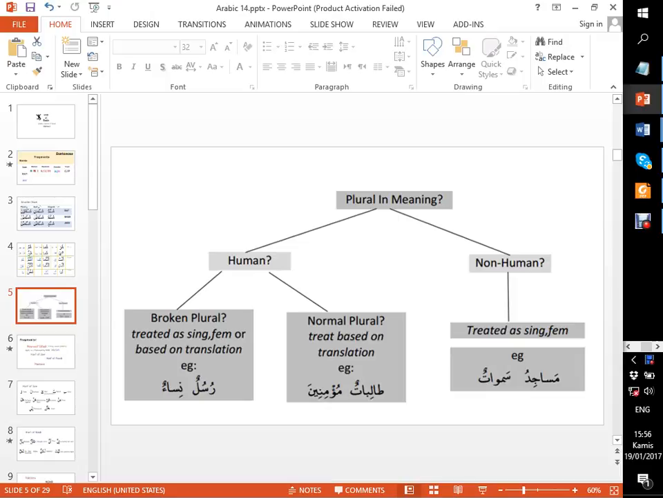The purpose of knowing whether it is broken or not is how we treat the word grammatically. If it is broken, we treat it as singular feminine, or based on translation. You have two possibilities. But if it is a normal plural, you can treat it according to the translation. But for non-human, whether it is broken or not, all the plural is singular and feminine. I think this logic chart is useful for you when you encounter a plural.